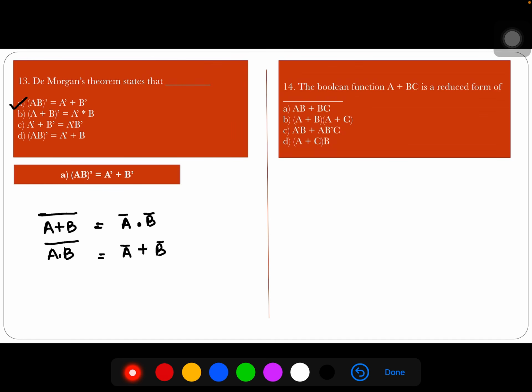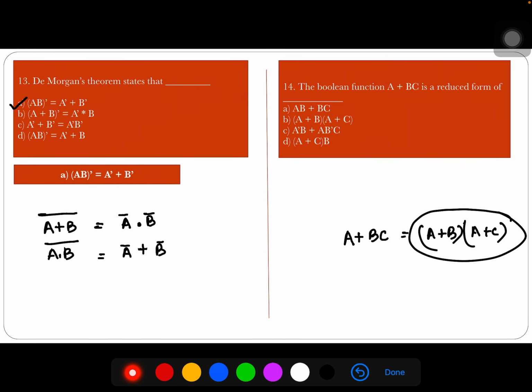Next question. The Boolean function A plus BC is a reduced form of. See, in Boolean algebra, one of the formulas that is taught to you is that you can always open it like this. That means if A plus BC comes, you can always open it as A plus B into A plus C. So when you open these brackets, you will get a term A dot A, that is equal to A. So the whole expression will be: A plus BC is the reduced form of A plus B into A plus C. So that's it. B is the correct answer.